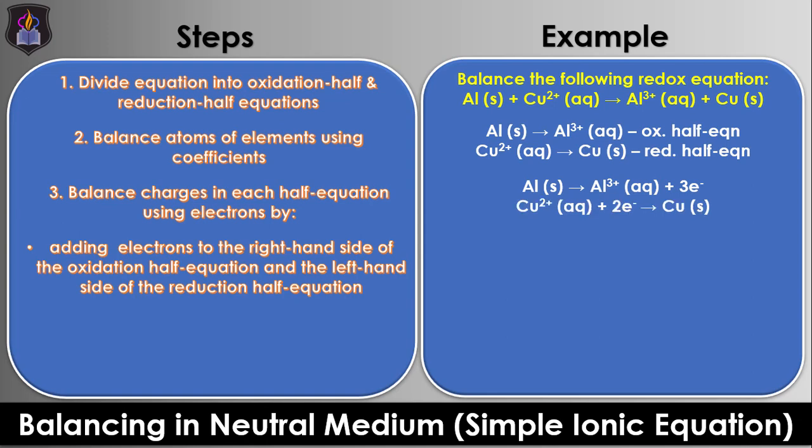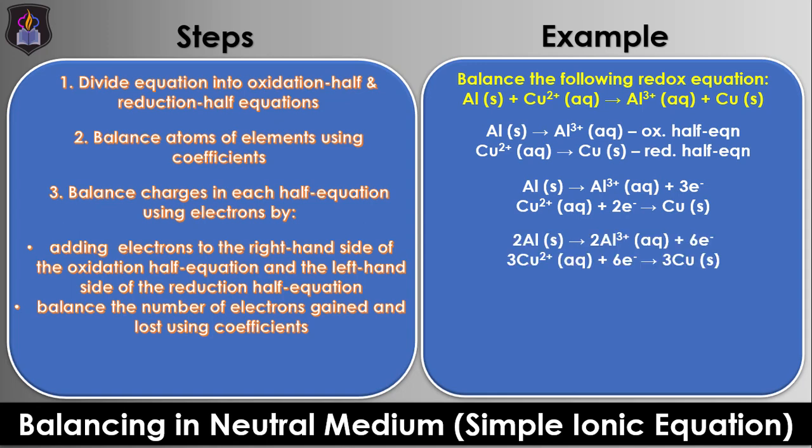In the reduction half equation, the charge on the left-hand side is +2, while that on the right-hand side is 0. By adding 2 electrons to the left-hand side, 2 negative charges have been added to neutralize the 2 positive charges to 0. Then balance the number of electrons gained and lost using coefficients. Since redox reactions involve the transfer of electrons, it is always important to balance the number of electrons lost and gained. From our balanced half equations, 3 electrons are lost in the oxidation half reaction, while 2 electrons are gained. So we need to account for the deficit of that 1 electron by multiplying the oxidation half equation by 2 and the reduction half equation by 3.